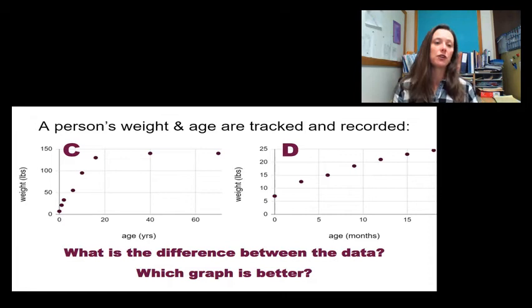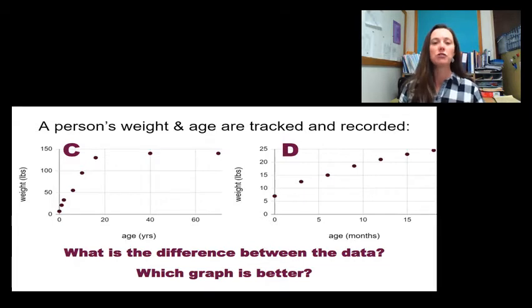Okay, so taking a look at those graphs, if you look at the horizontal axis, they're both age, but one is measured in years and goes from 0 to 65, 70 years. The other one is measured in months and only goes up to about 18 months. So one tracks over a person's entire lifetime. The other one is only tracking until they're about 1.5 years old. The y-axis on graph C goes all the way up to 150 pounds. And on graph D, we only go up to about 25 pounds. Okay, so which graph is better?